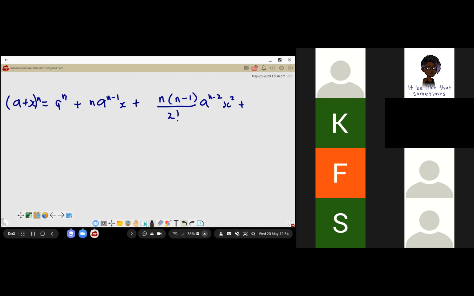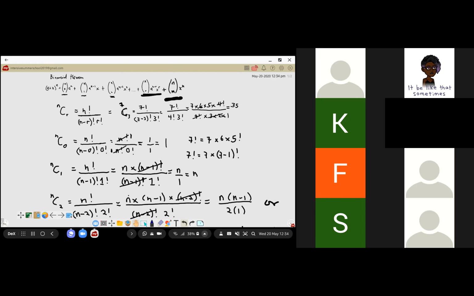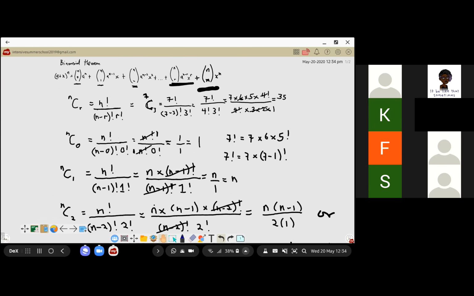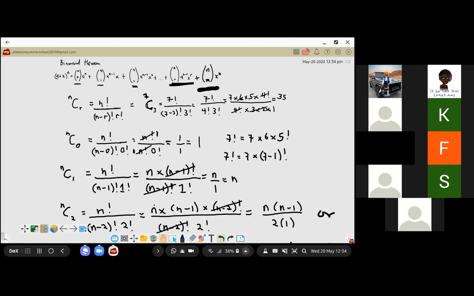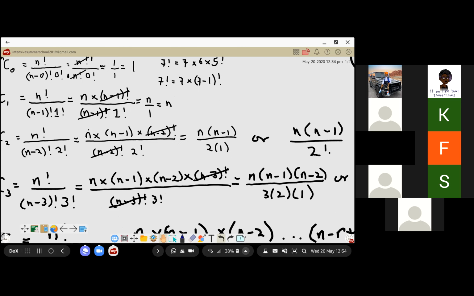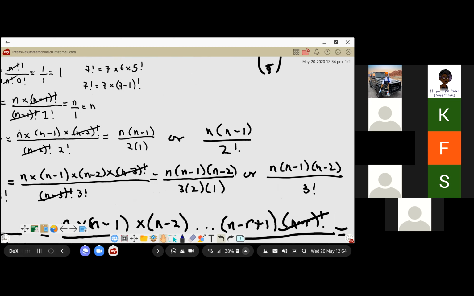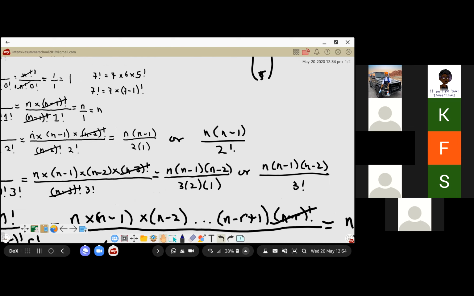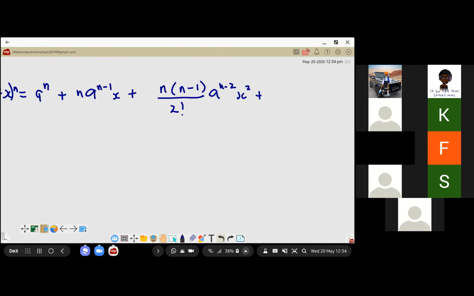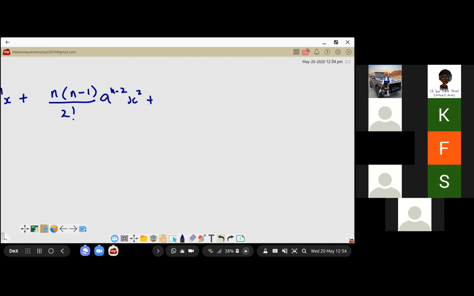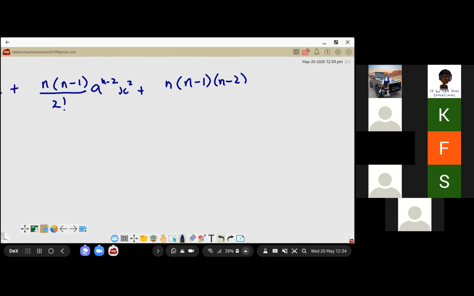Plus. The next one would have been n combination 3, which gave us n into brackets n minus 1, n minus 2, all over 3 factorial. So the next one is plus n into bracket n minus 1, n minus 2, all over 3 factorial. Then our a will now become a raised to the power n minus 3, then x raised to the power 3.